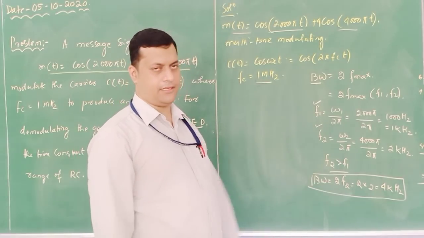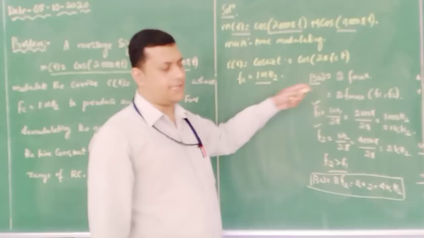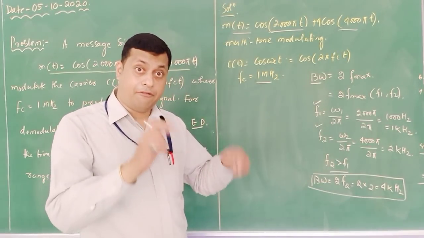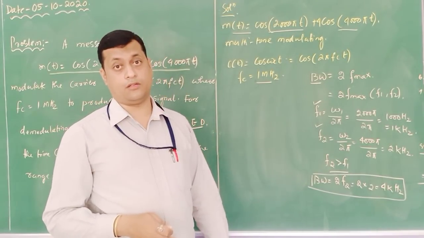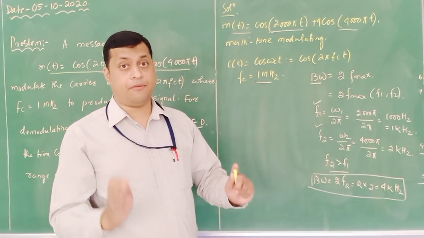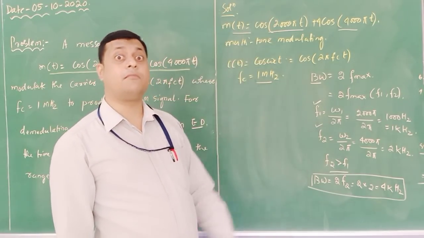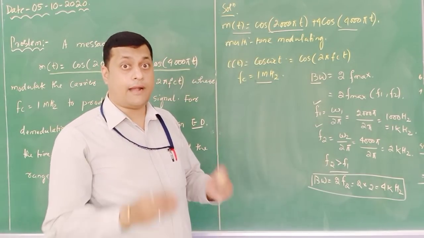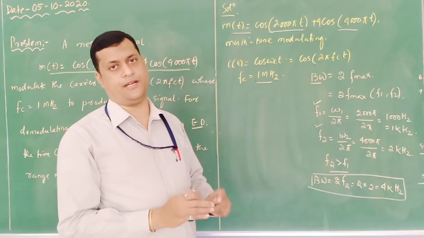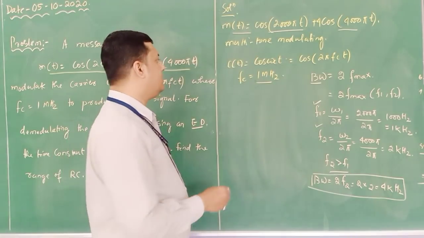So this is the bandwidth. From this we have concluded that F2 is greater than F1. So that F2 plays a vital role to be decided by the envelope detector. It will identify the maximum frequency available in the transmitted modulating signal to identify the FC component, carrier component, as well as FM component. Okay.